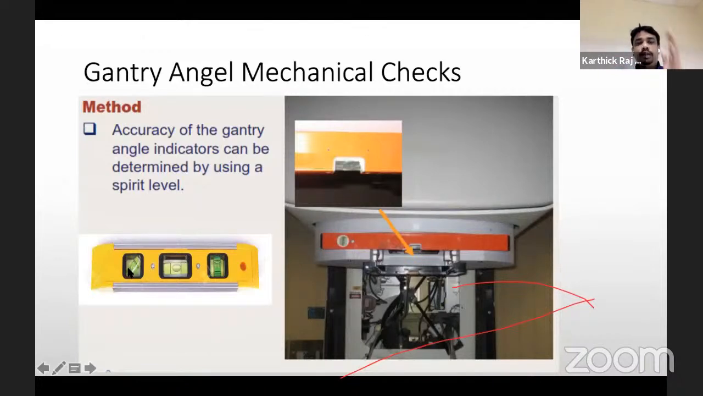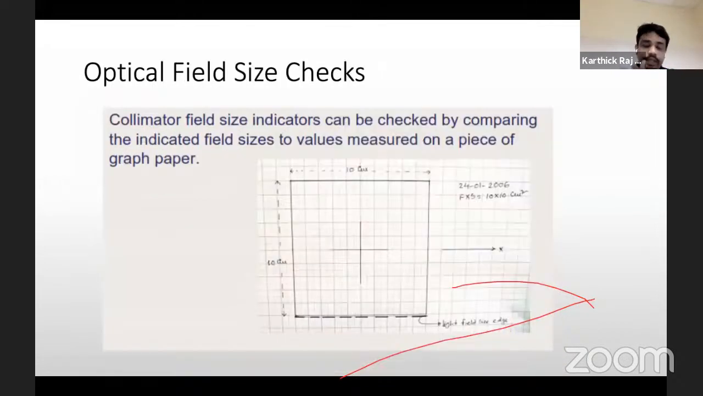You can check the digital value as well, but we always go with the spirit level because it is so accurate compared with your mechanical or digital readings. You can do the same procedure for the collimator angle. You rotate your gantry to 90 degrees and keep the spirit level on your collimator, and check whether it is 0 degrees, 45 degrees, and 90 degrees. Normally the tolerance for this test should be within plus or minus 0.3 degrees. And if you want to be very accurate, for SRS, SRT, SBRT techniques, it has to be within plus or minus 0.1 degrees.